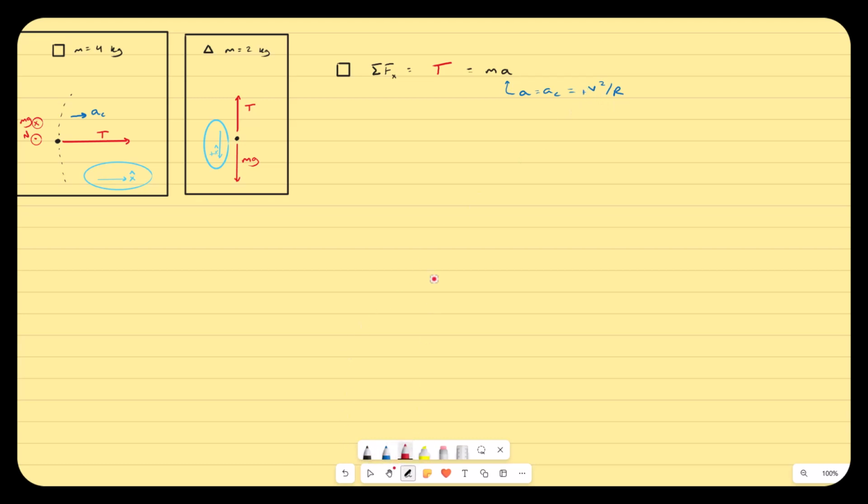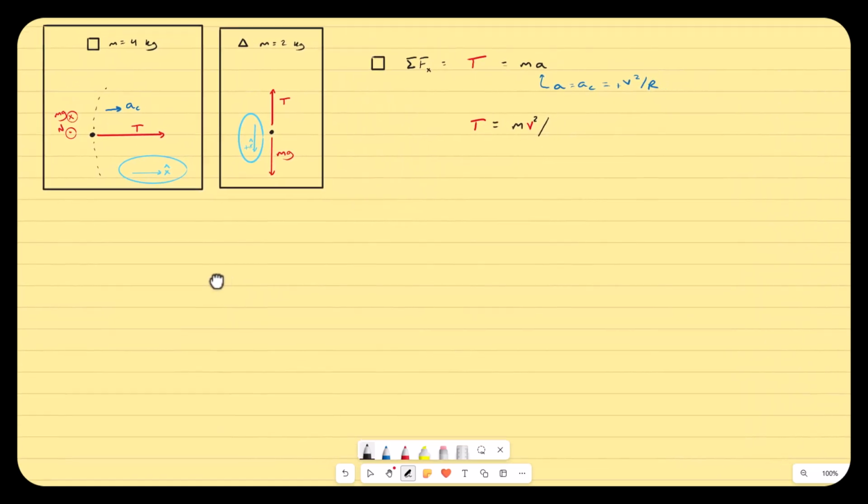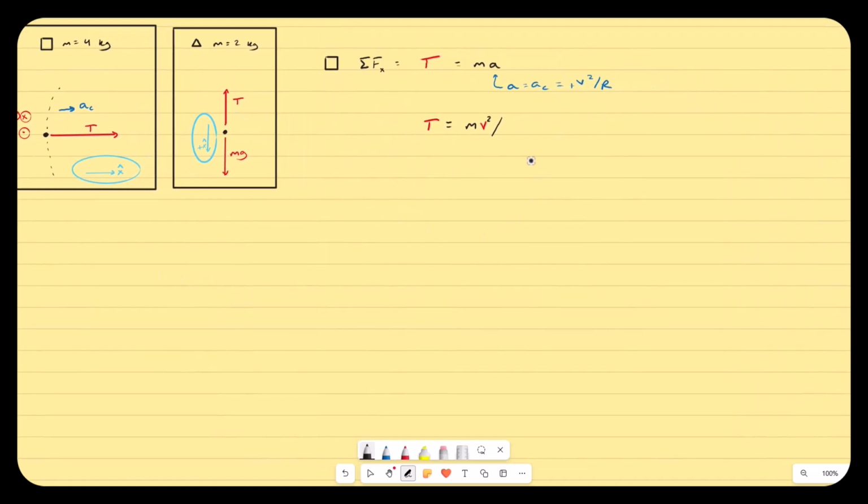So what I get is T equals mass times v squared, v is what I'm looking for in the end, over the radius of my circle. If I go back to my picture, the radius of my circle is just L because it's the length of string. T is m1 v squared over L. And that's good. Two unknowns, so I'm going to have to move on to the triangle.